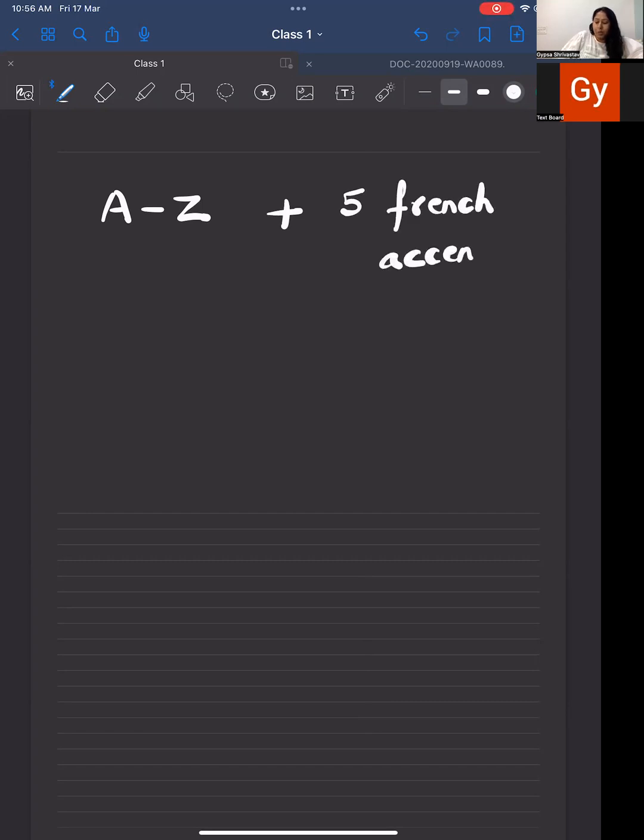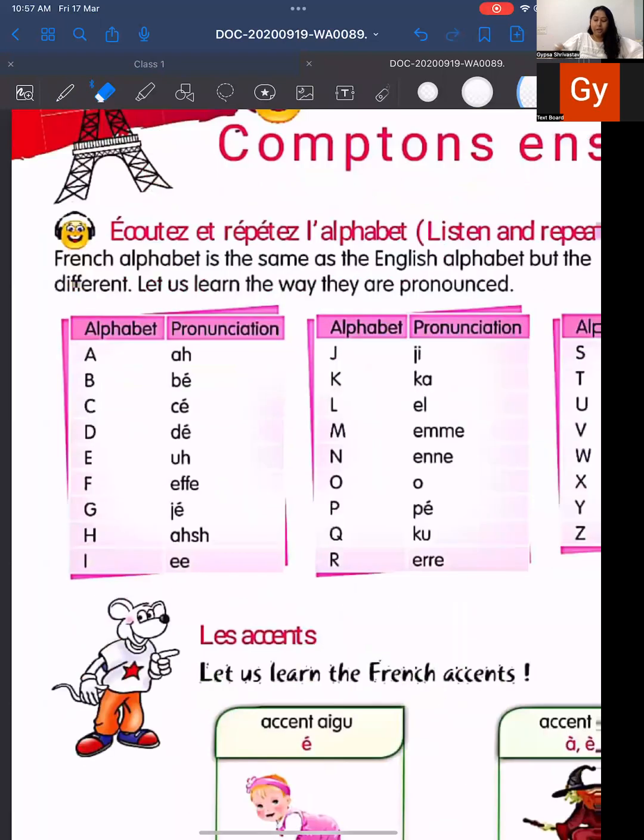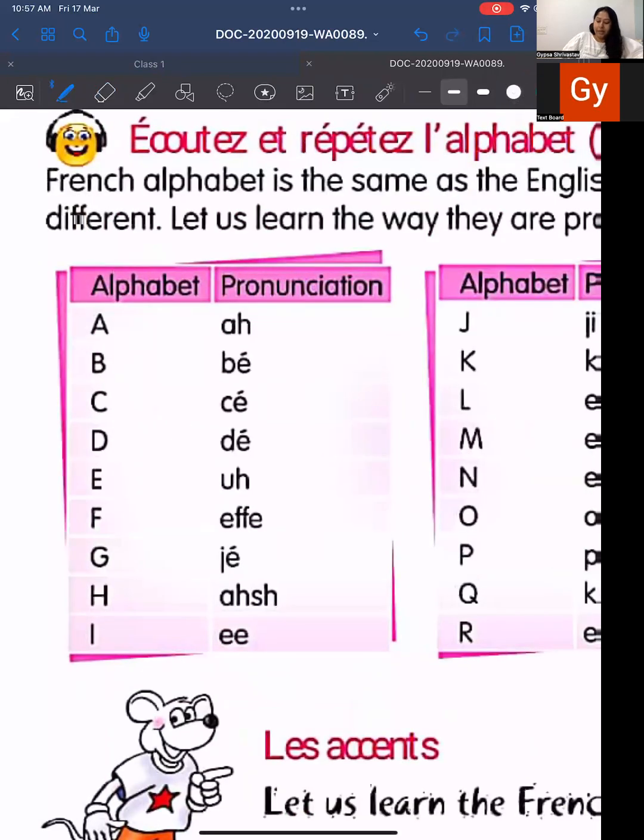Now, just like the English language, French too has the same alphabets A to Z. Additional to this, it has 5 different French accents. While the letters A to Z are the same, the pronunciation, however, varies. Let's have a look at the alphabet table and see what their pronunciation is. You can repeat with me.